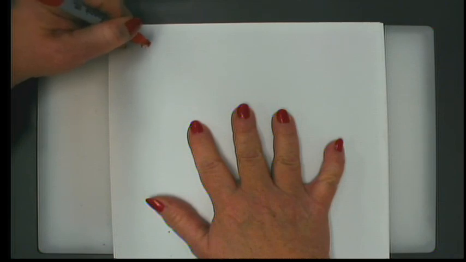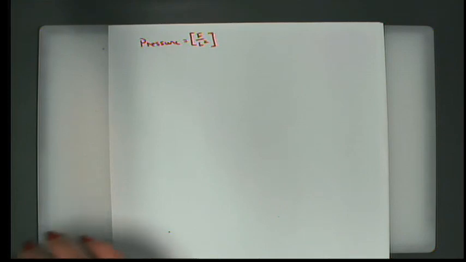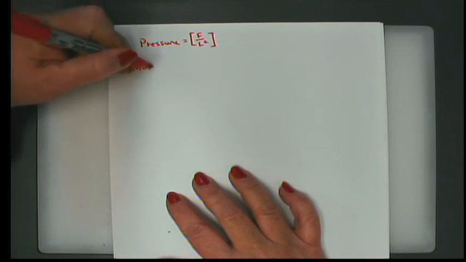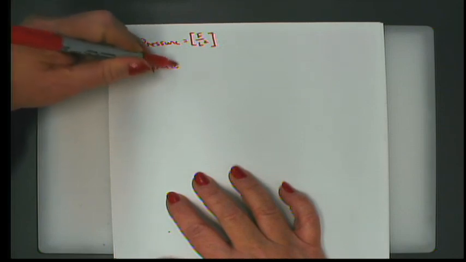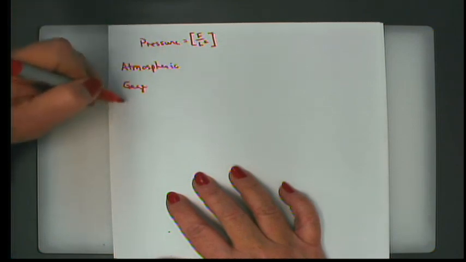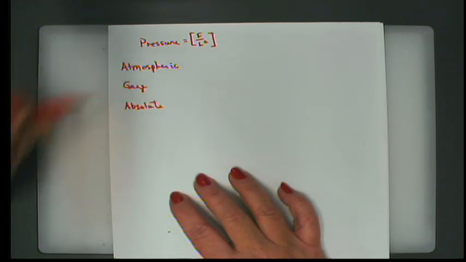Pressure is measured in dimensions of force per area, or force per length squared, right? There are some different ideas of thinking about pressure, but we have atmospheric pressure, and we have gauge pressure, and we have absolute pressure, which is the sum of those two, right?